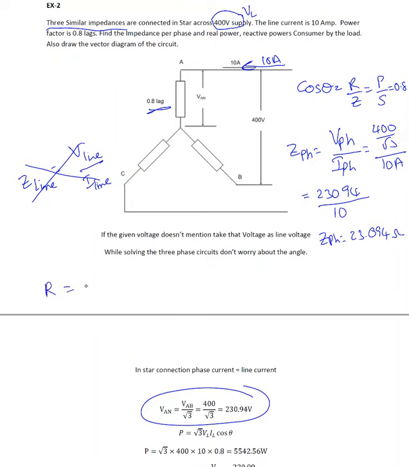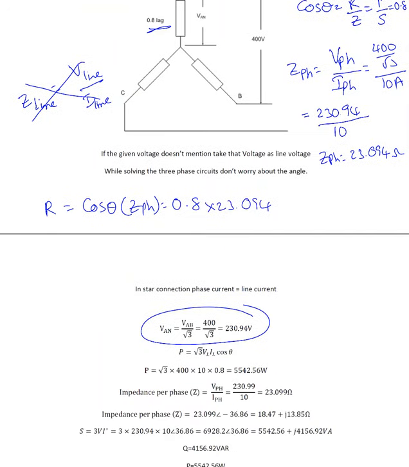So R must be cos theta times ZPH, which is 0.8 times 23.094. That value is right here, 18.47 ohm. That's the resistance value. Now the reactance, since it's a lagging power factor, lagging means it has resistance, inductive reactance, R plus JXL. If it has leading power factor, then it is resistor and capacitive reactance. So once I know R and Z, I can find XL.